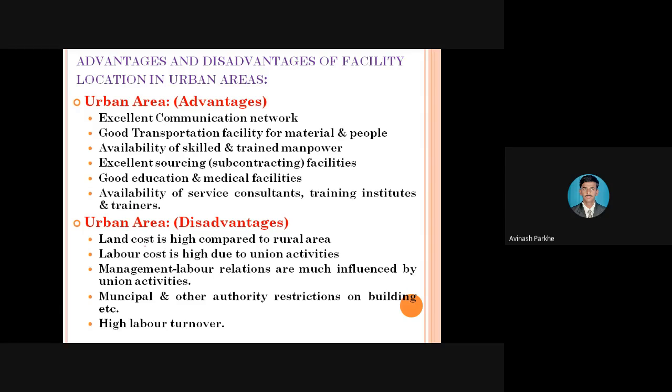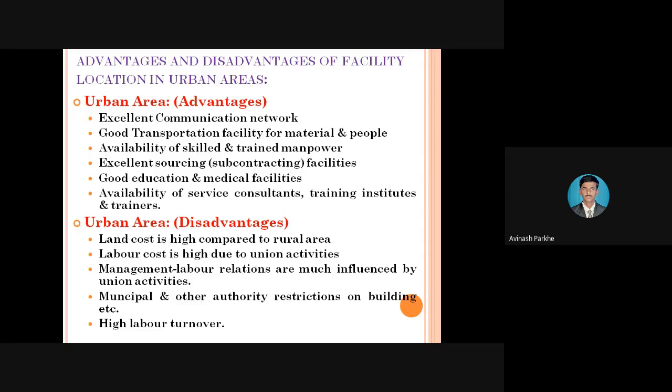What is that? Land cost is very high as compared to the rural area. Whenever I have to purchase land in the urban areas, in the city, the cost of that land is very high as compared to the rural area. In the rural areas, you will get the land at a minimum cost, because the maximum cost is not there in the rural areas or in the villages. But in case of an urban area, the land cost is very high. So this is a major disadvantage.